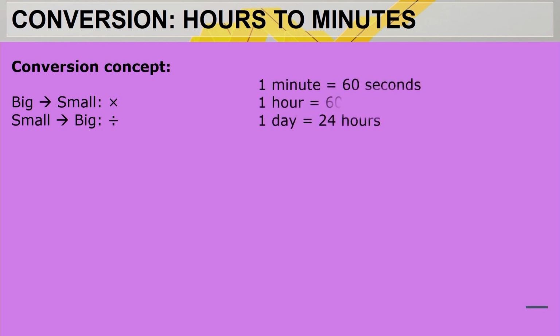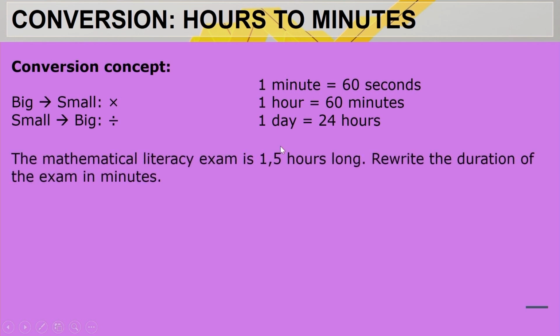Now, what are the conversion factors? The factors are: 1 minute is 60 seconds, 1 hour is 60 minutes, and then, believe it or not, there are only 24 hours in a day. Let's look at an example.